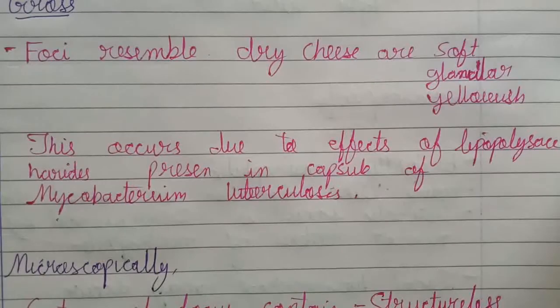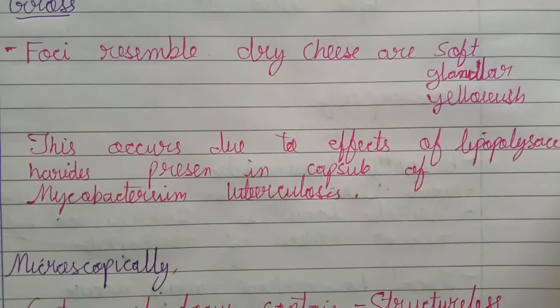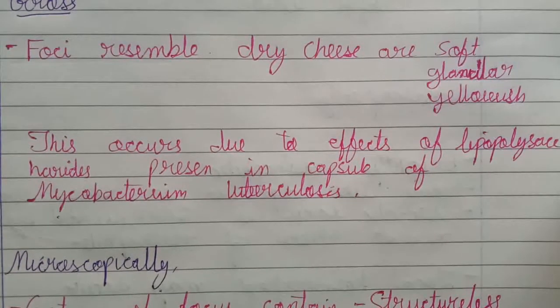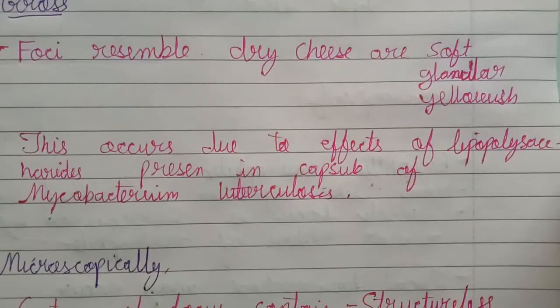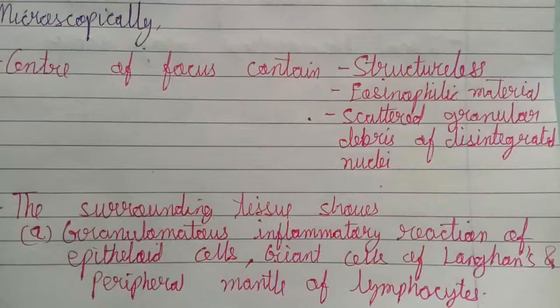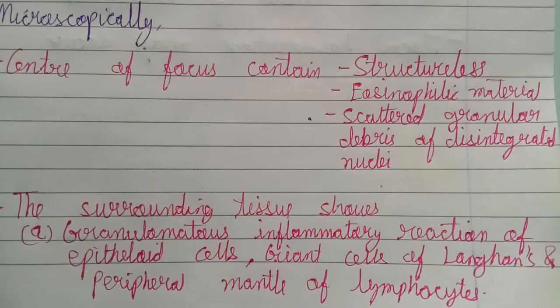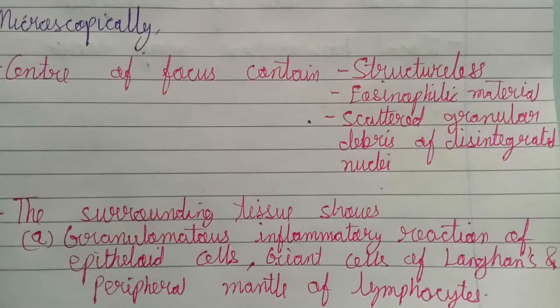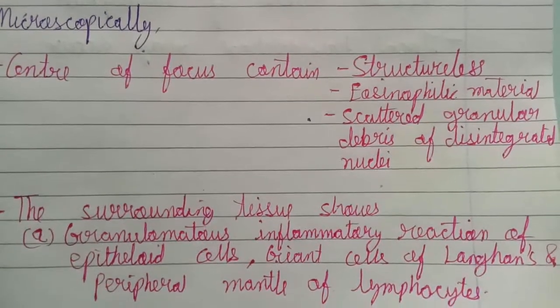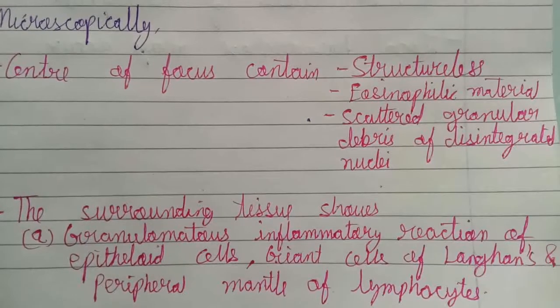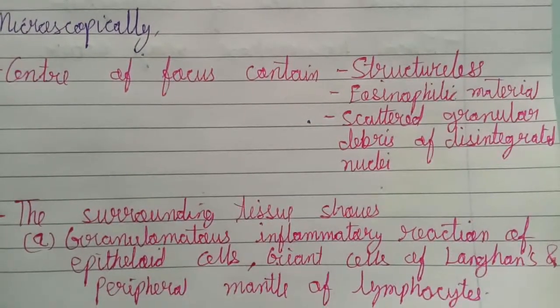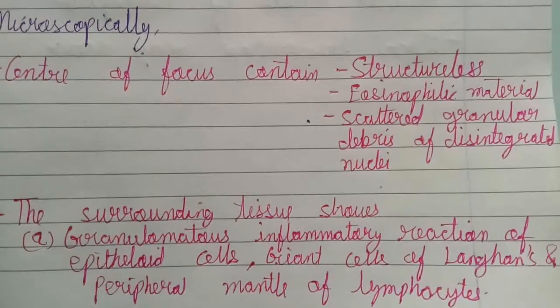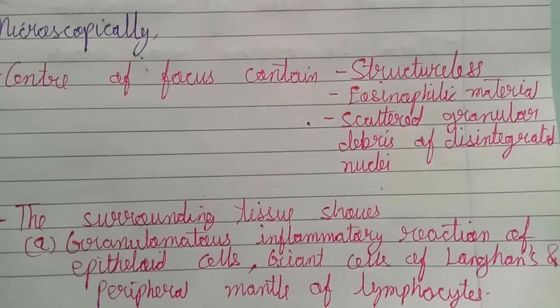Now, grossly, its focus resembles dry cheese, as we talked about earlier. It is soft, granular and yellowish, and this occurs due to the effect of the polysaccharide present in the capsule of Mycobacterium tuberculosis. Microscopically, the center of the focus contains structureless eosinophilic material and scattered granular debris of disintegrated nuclei. The surrounding tissue shows a granulomatous inflammatory reaction of epithelioid cells, Langhans giant cells, and a peripheral mantle of lymphocytes. So this is all about caseous necrosis. This you just have to memorize because there is no way to understand it.